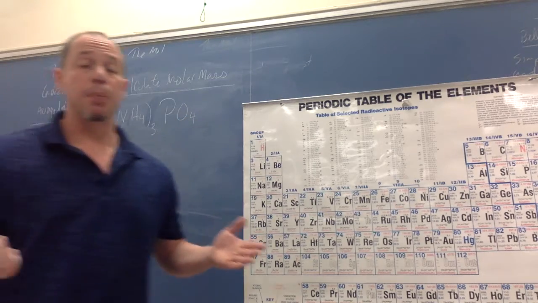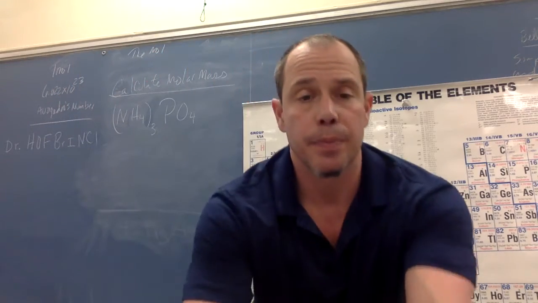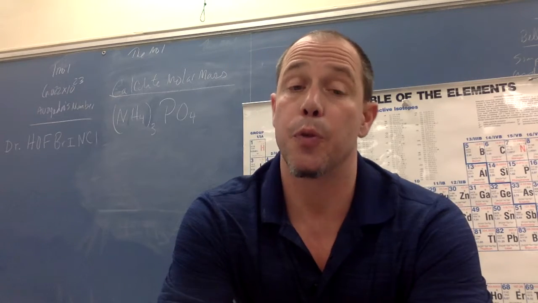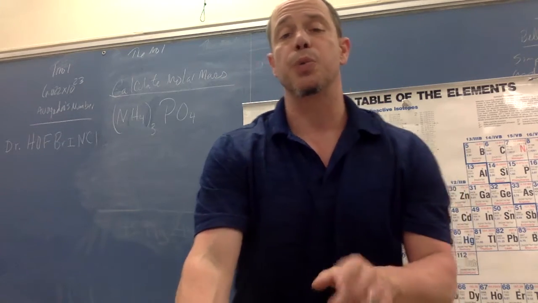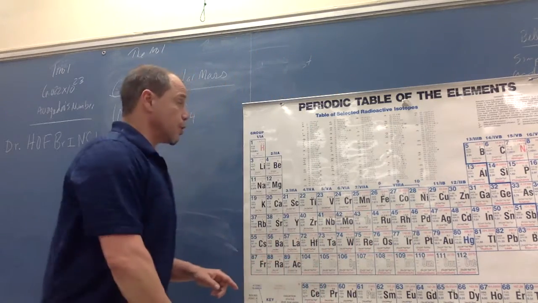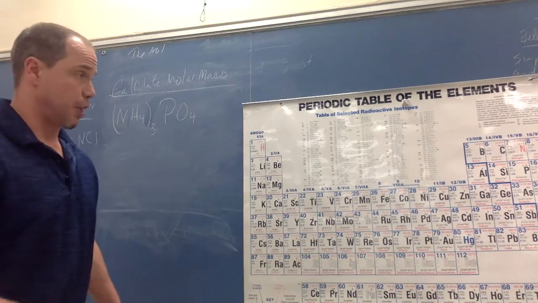So that's a more complex compound, right? It's polyatomic. I have 3 ammoniums and 1 phosphate. We use the same process here as we used before. So first, let's take a look at nitrogen.